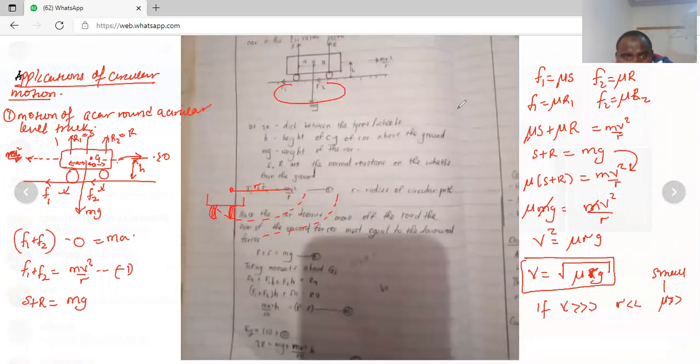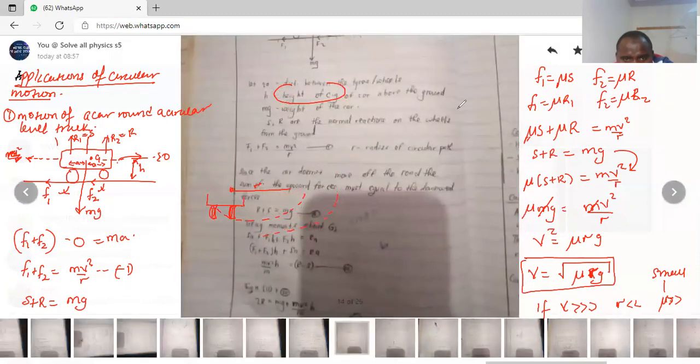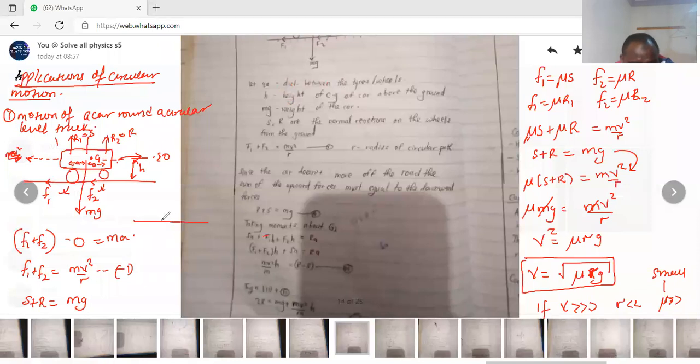Then furthermore, you can also take moments. Now that is just the aspect of proving that V is equal to mu R G. Now what if you go and take moments here at the center of gravity? What are you going to realize? When you take moments at G, we have seen the car looks like this.